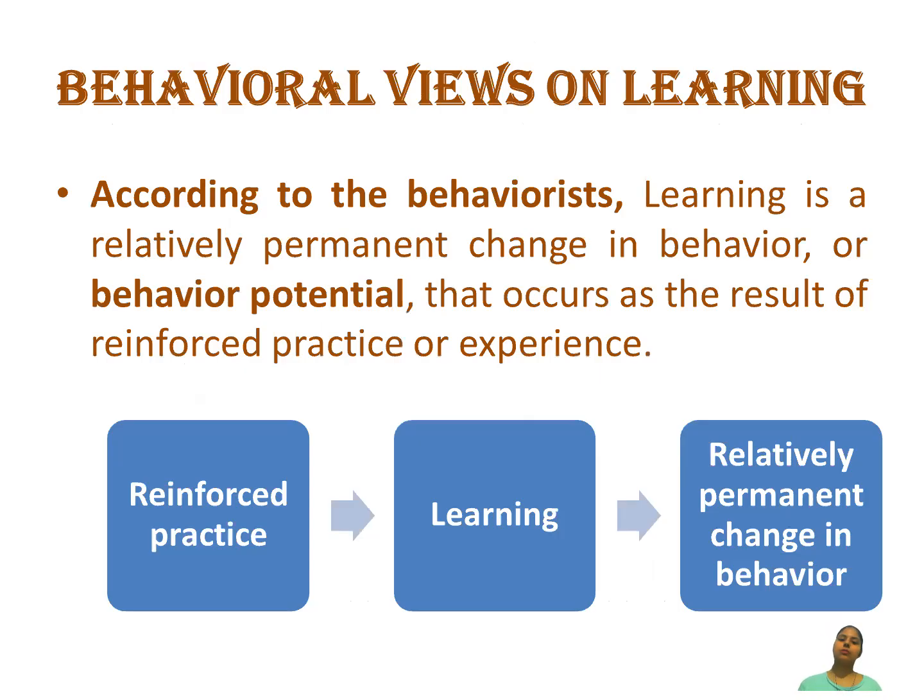Now we are going to talk about the behavioral views on learning. Now there are many behaviorists. What they said is that learning is a relatively permanent change in behavior or behavioral potential that occurs as a result of reinforced practice or experience, which we have already learned in the previous slide. But what does that mean? It means that you have reinforced practice, then you have learning, and then you have a relatively permanent change in your behavior. Let us understand with one simple example.